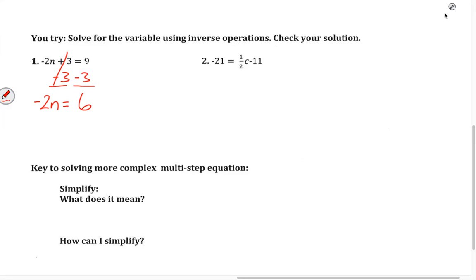And now, from here, I need to undo the multiplication. It says multiply by negative 2, so I'm going to divide by negative 2. And that gives me n equals 6 divided by negative 2, which is negative 3. And I'm done.